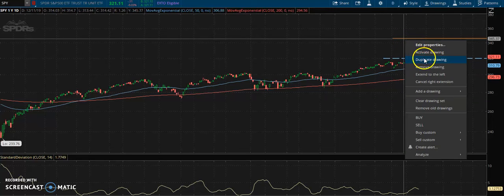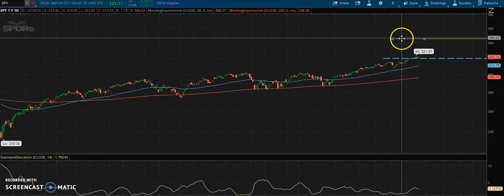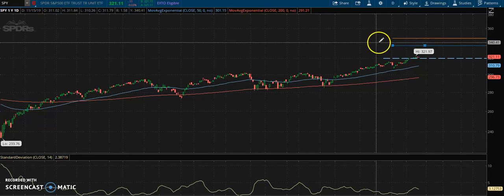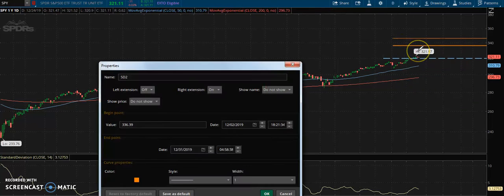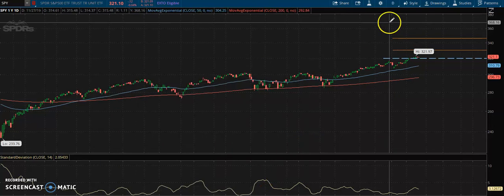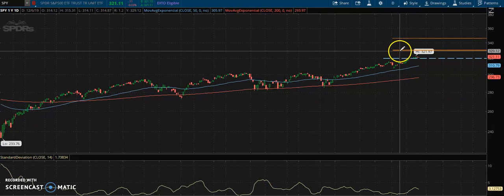So we're going to go in and duplicate that, and edit it to put in SD1. Put in our value of 330.30. And now we've got SD1 on the chart.